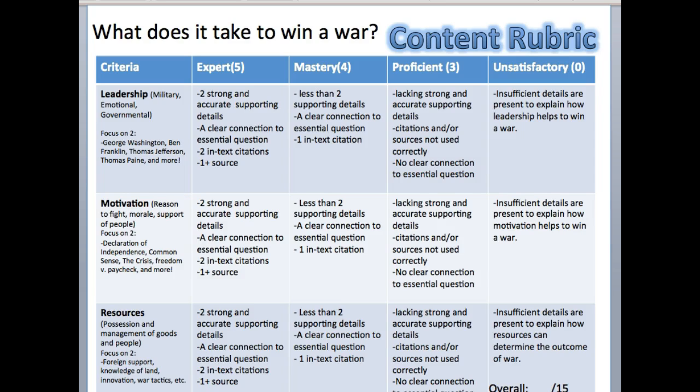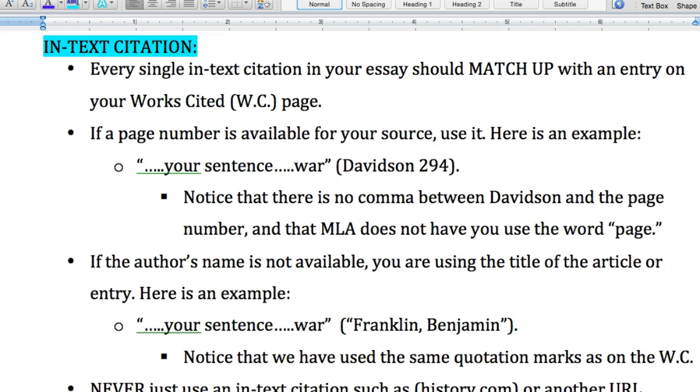Here you'll see your content rubric for social studies. Especially notice in the expert column the actual requirements so that you make sure that you have everything that you need. Your in-text citation is a critical piece of your paper. Every single time that you have an in-text citation or parenthetical citation in your essay, that entry should match up with an entry on your works cited page. If there's a page number available, then please use it, but don't make up page numbers for online sources.